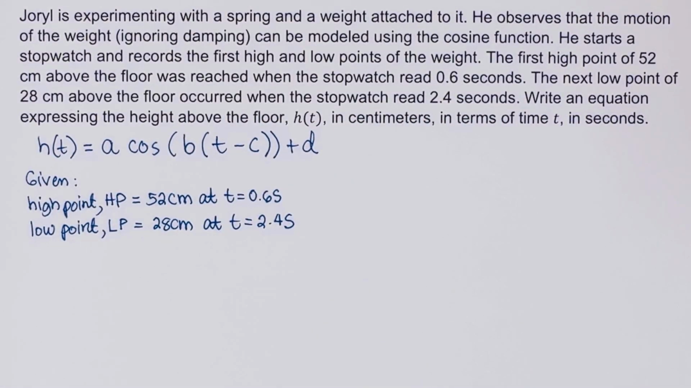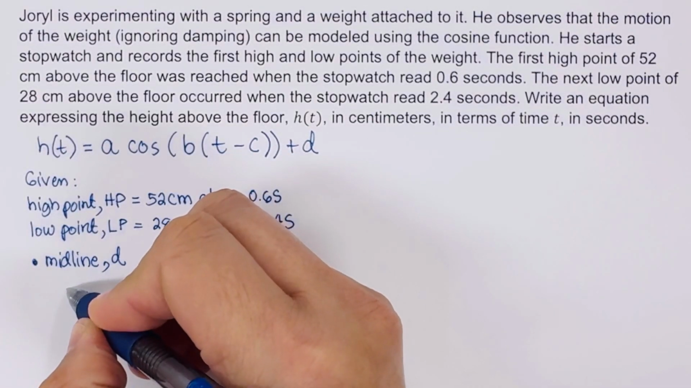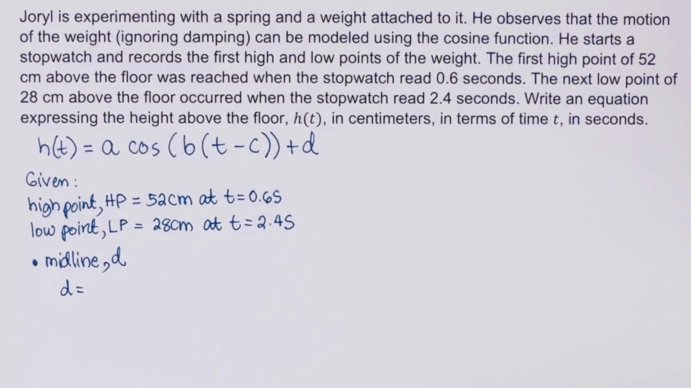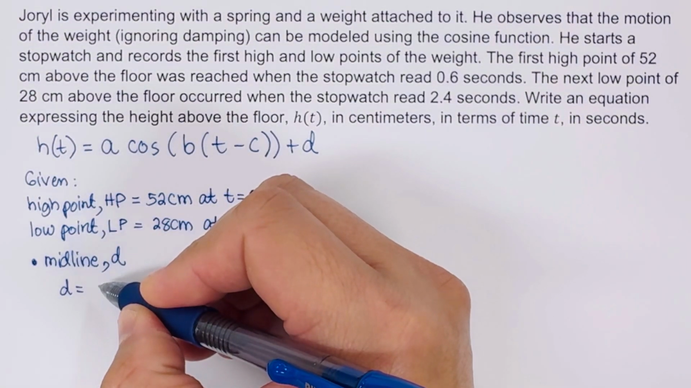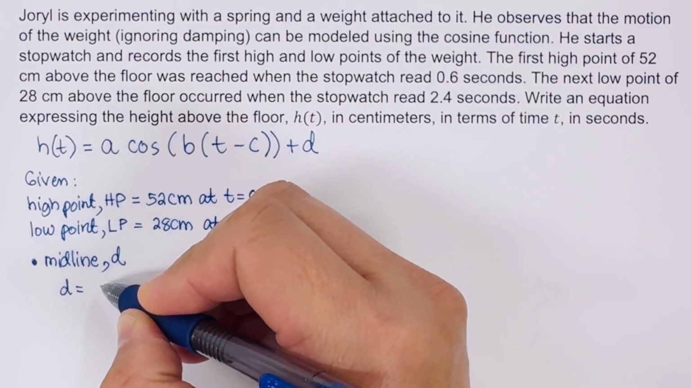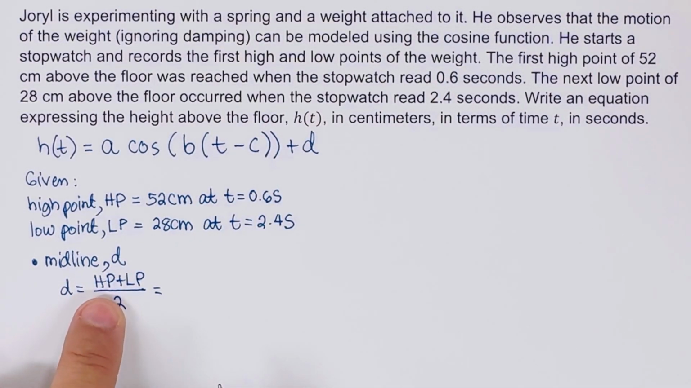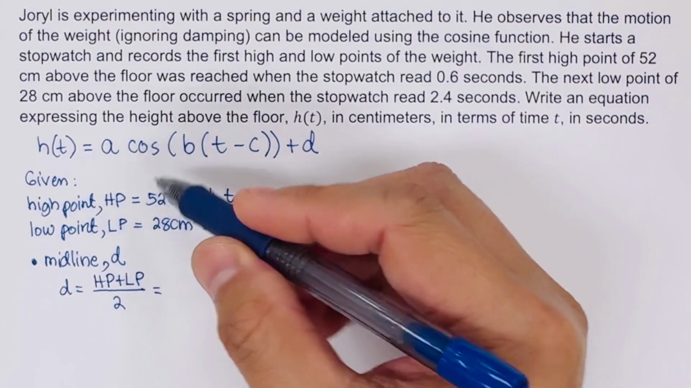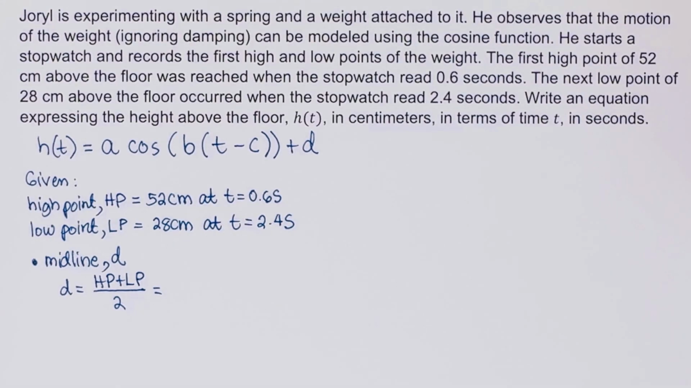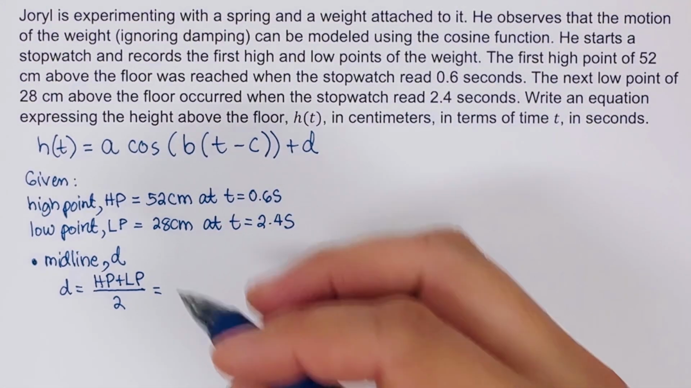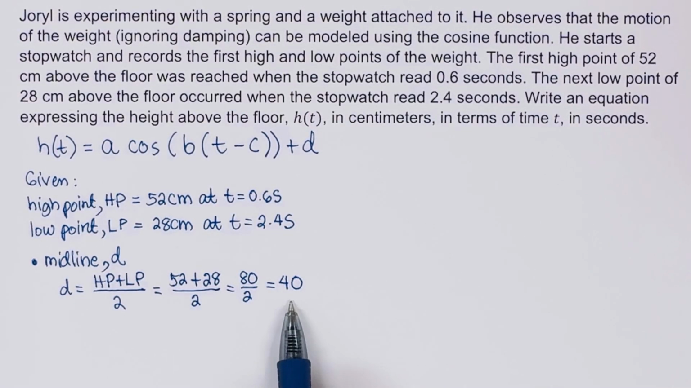Now let's determine the midline D. The formula for the midline D is high point plus low point divided by 2, because that's pretty much like the middle between the highest point and the lowest point. So if we plug in the values here, our highest point is 52. We're going to add it to its lowest point of 28 and then divide it by 2. That will be our midline D. So our D value is 40.